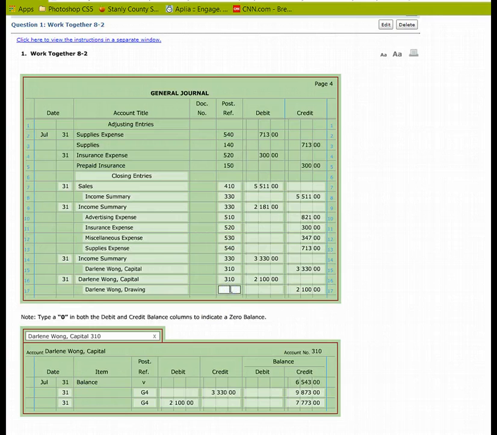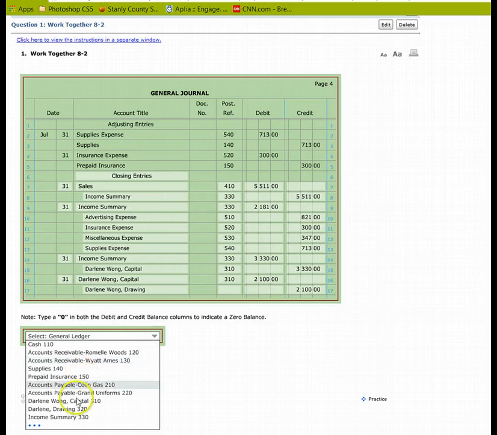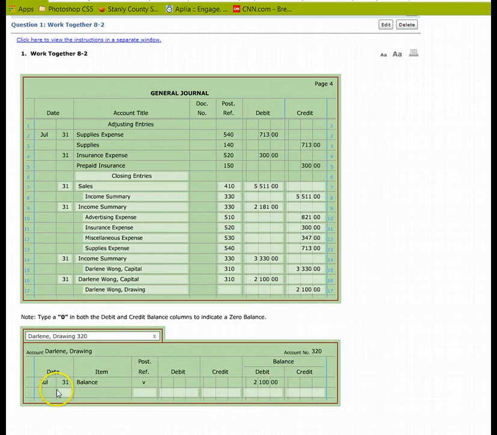And now you have to post to the drawing account. July 31st, G4. Okay, drawing was a credit, $2,100. We had a debit balance, so it brings that to 0. Okay, so that's how we do our closing entries.